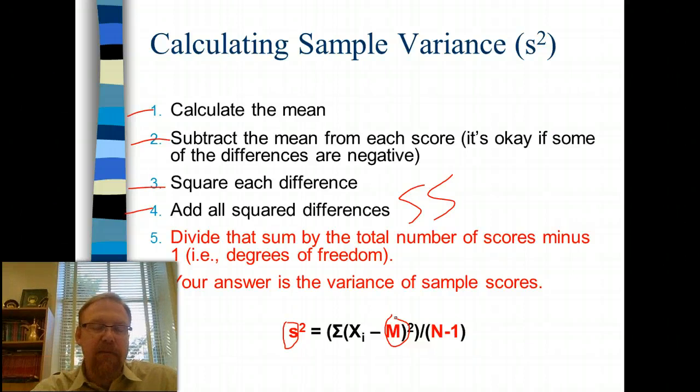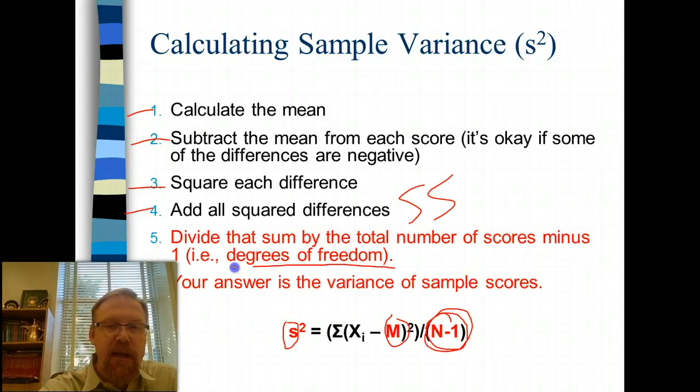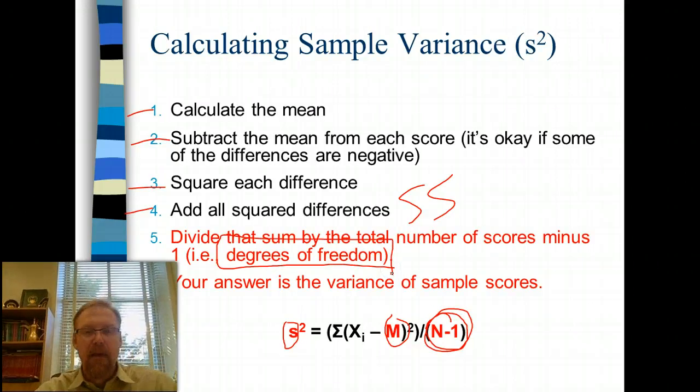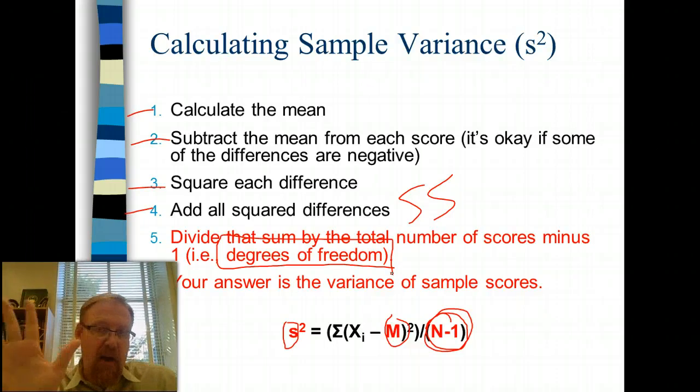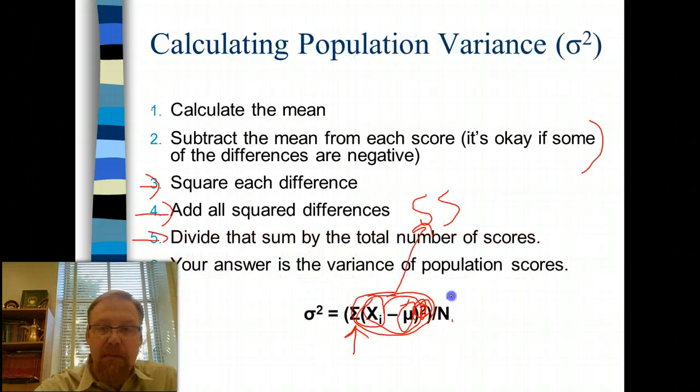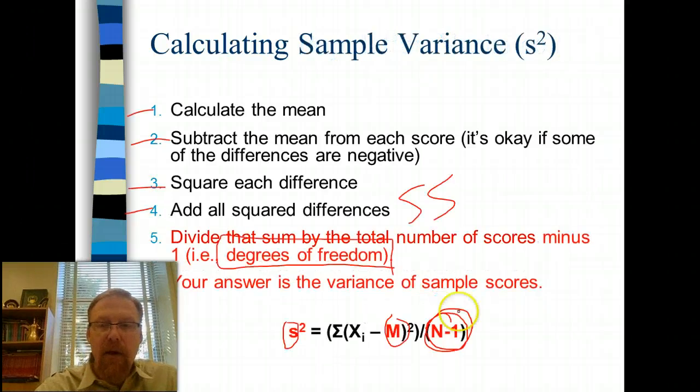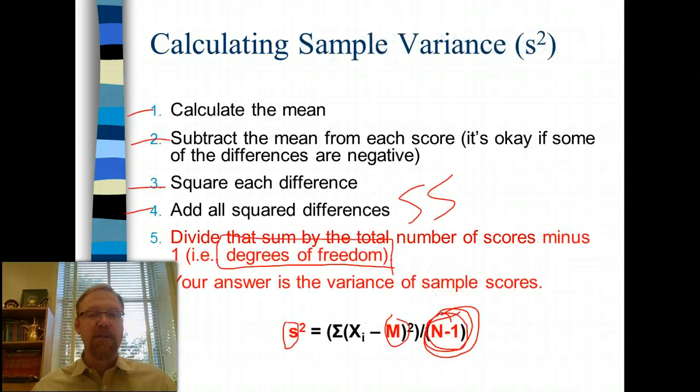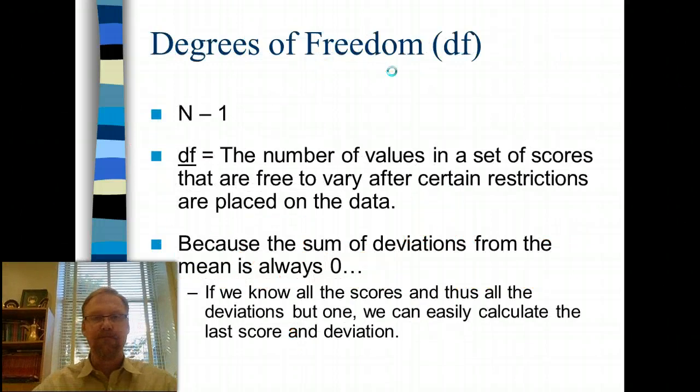But here we're going to do something different. We're going to divide the total number of scores minus 1. So this n minus 1 is called degrees of freedom. And then your answer will be the variance of sample scores. So it's the same as calculating the population variance, except instead of dividing just by n, we're dividing by n minus 1 because of this degrees of freedom idea that we have with samples.